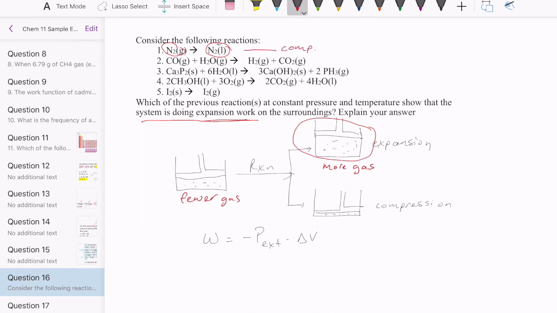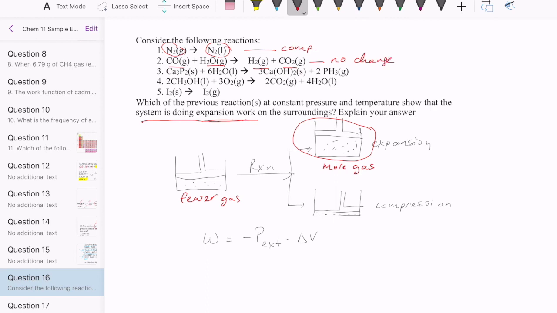Let's take a look at the second reaction. Here you have two gases in the reactant. In the product, you also have two gases. We need to make sure that the equation is balanced, and in this case they are. All the equations are balanced, but that's important to check for. So in this case, we have the same number of gases on both sides of the equation, so we have no change, so no expansion or compression.